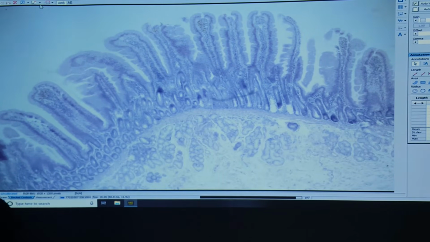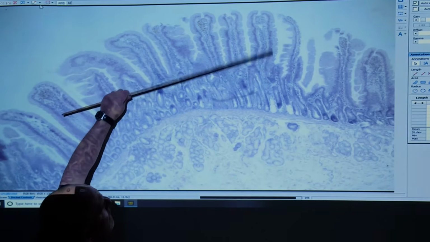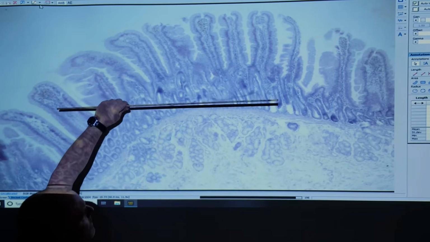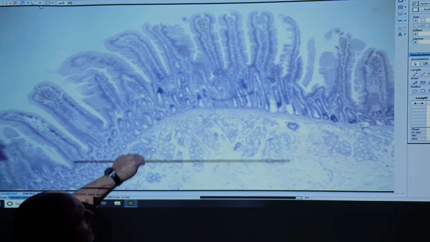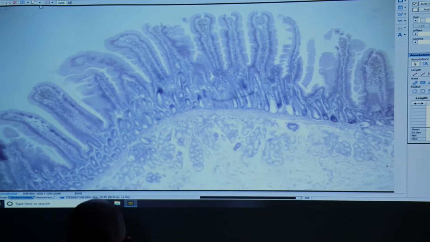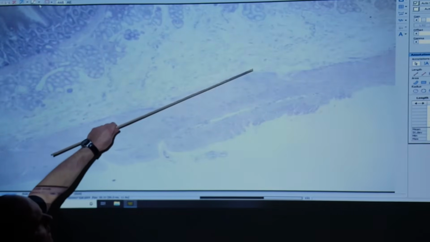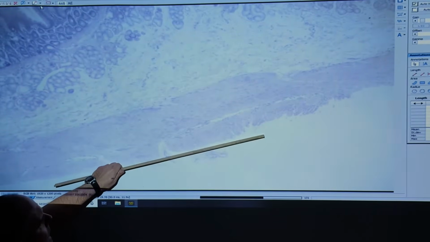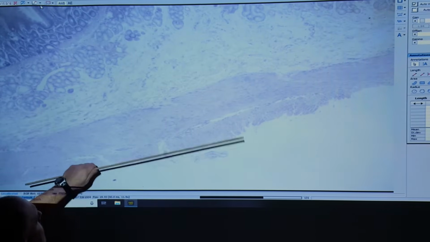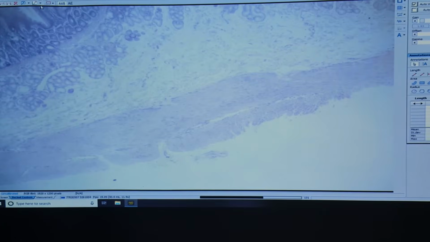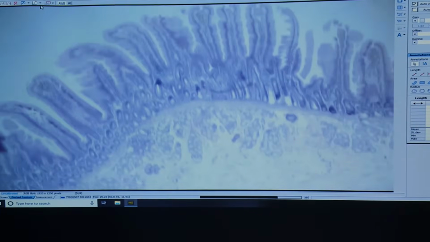So stomach, small intestine, large intestine have the same layers. Notice the darker staining mucosa, epithelial cells tend to take more stain. The lighter staining submucosa, then the muscularis, and the outer edge, the serosa. Serosa, muscularis, submucosa, mucosa.